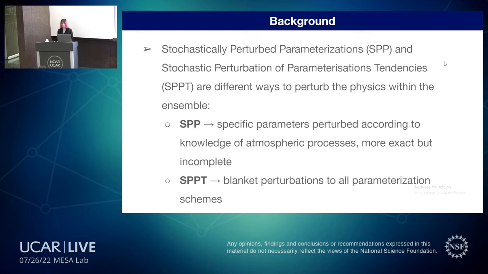I'm looking at two different schemes today. The first is stochastically perturbed parameterizations, or SPP, and the other is stochastic perturbation of parameterizations tendencies, or SPPT. Both are different ways to perturb the physics within the ensemble. SPP perturbs specific parameters according to knowledge of atmospheric processes. It is more exact than SPPT, but it is incomplete because our knowledge of these atmospheric processes is incomplete. SPPT, on the other hand, applies blanket perturbations to all of the parameterization schemes.